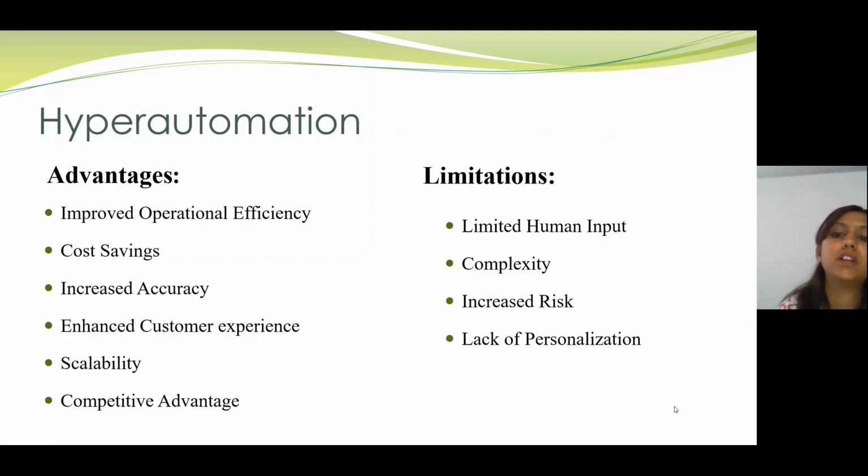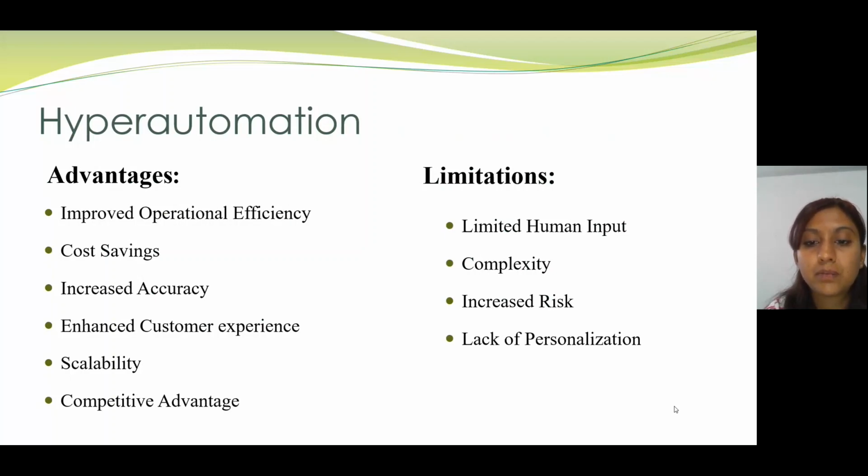And when coming to limitations, they are limited human input, complexity, increased risk, and lack of personalization. Now coming to limited human input: the aim of hyperautomation is to automate as many tasks as possible, but there are still some tasks that require human input and oversight, which can limit the degree of automation.